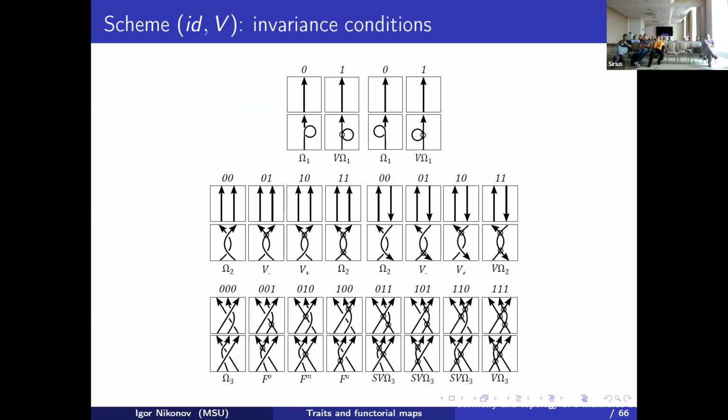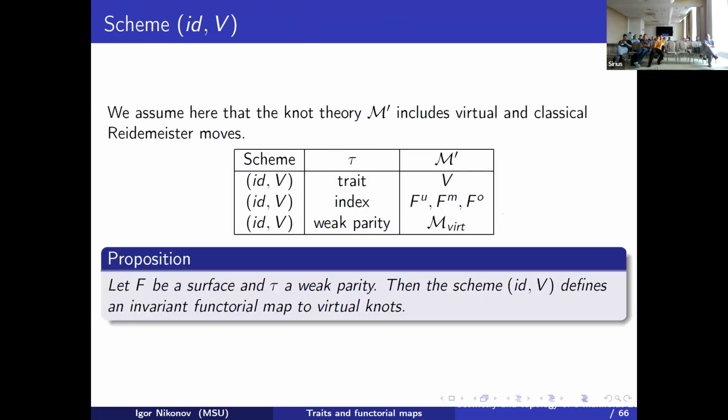There is also another example where we can replace crossing with virtual crossing. And in this case, if you write down the configuration, there are three cases. Among them, the non-trivial one is the case when the trait is a weak parity. In this case, we get a virtual diagram. This is the parity projection.